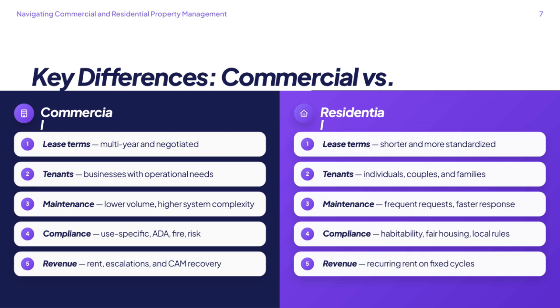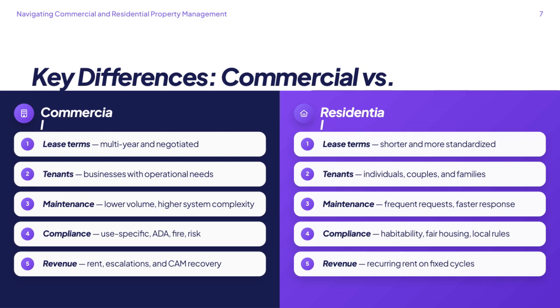On the residential side, lease terms are typically shorter and more standardized, reflecting the needs of individuals, couples, and families as tenants. Maintenance requests occur more frequently, and there's a greater emphasis on providing a faster response to ensure tenant satisfaction. Compliance focuses on habitability standards, fair housing laws, and various local regulations aimed at protecting residents.